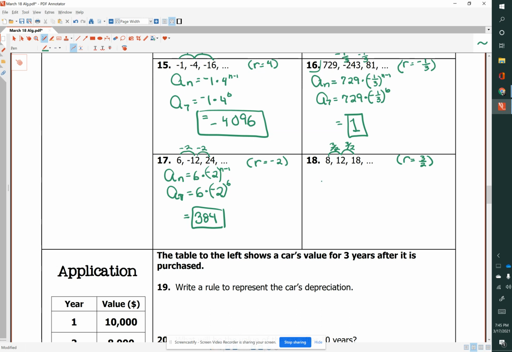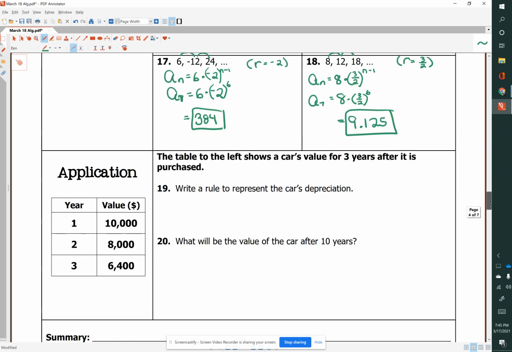So our formula, we'll derive that. A sub n equals 8, our first term, times our common ratio raised to the n minus 1 power. So if we wish to find the seventh term, a sub 7 equals 8 times 3 over 2 to the 6th power. And that will equal 91.125.